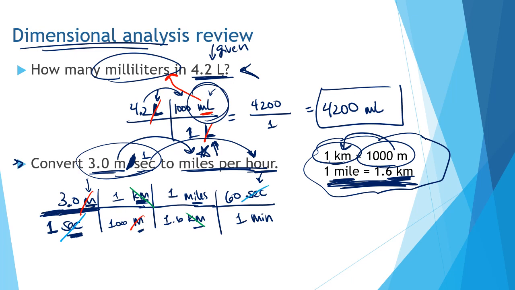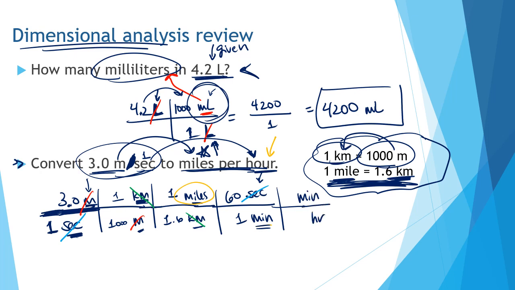What unit label do I have now? I have miles per minute. I don't want minutes. I want hours. So I need to add one more piece to my railroad tracks. I have minutes on the bottom. I want it to go away. I'm going to put minutes on the top so that my minutes cancel out. I want to turn those minutes into hours.